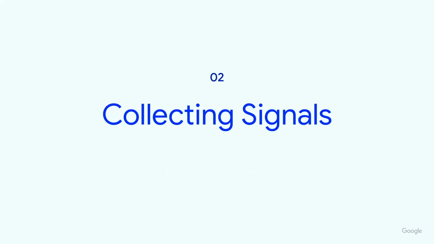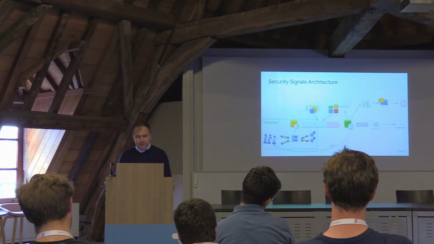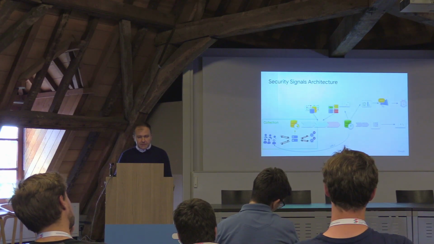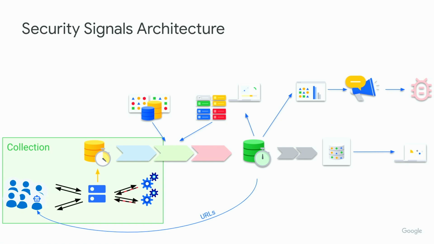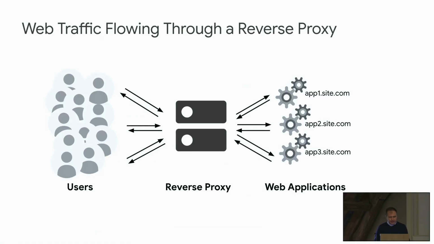So let's start with the data, with the signals collection. In our architecture diagram, this is the green rectangle. So in order to collect the data, we need to understand how to collect the signals. We need to understand what we want to collect, where we want to collect it, essentially how it works.